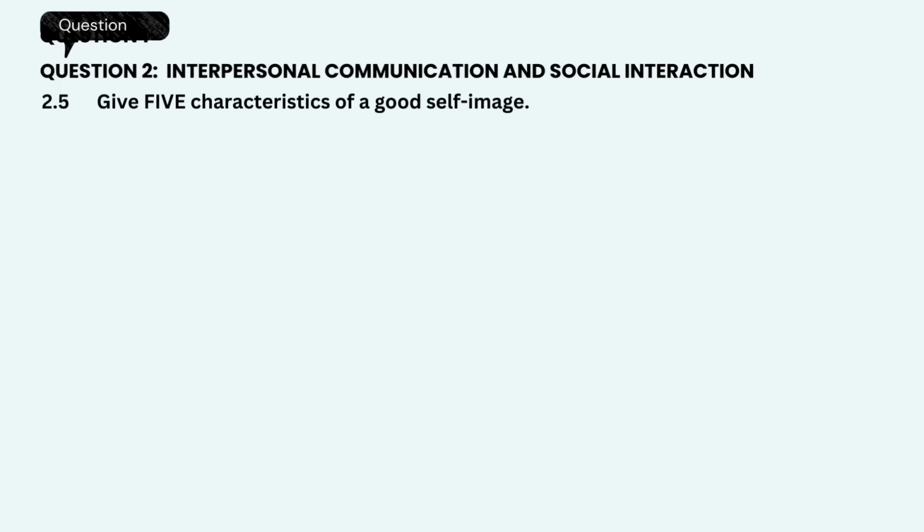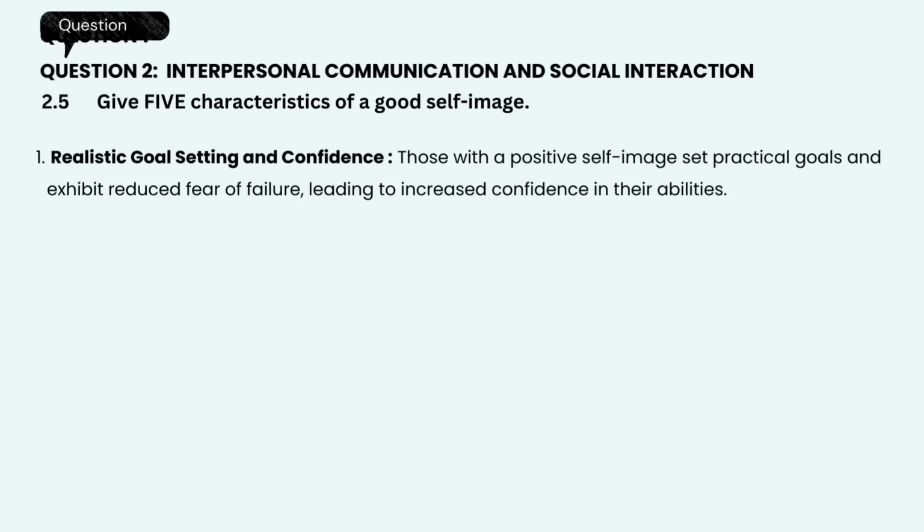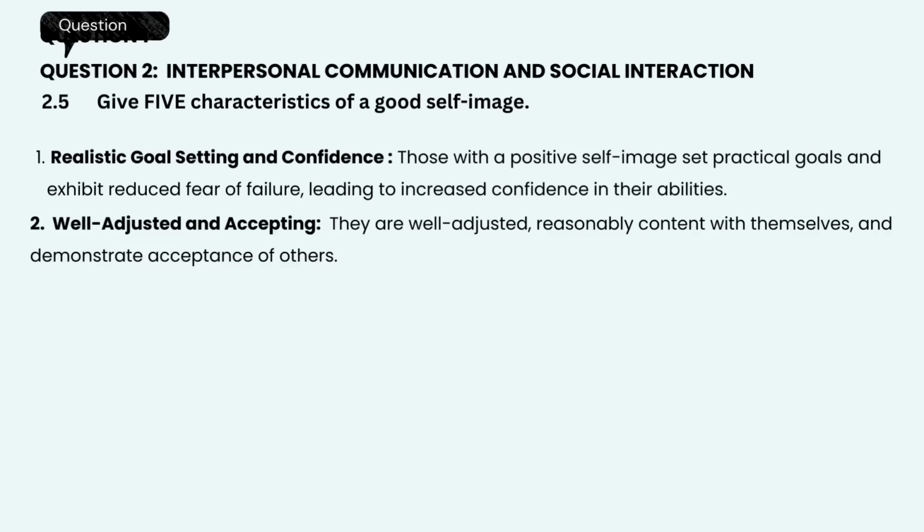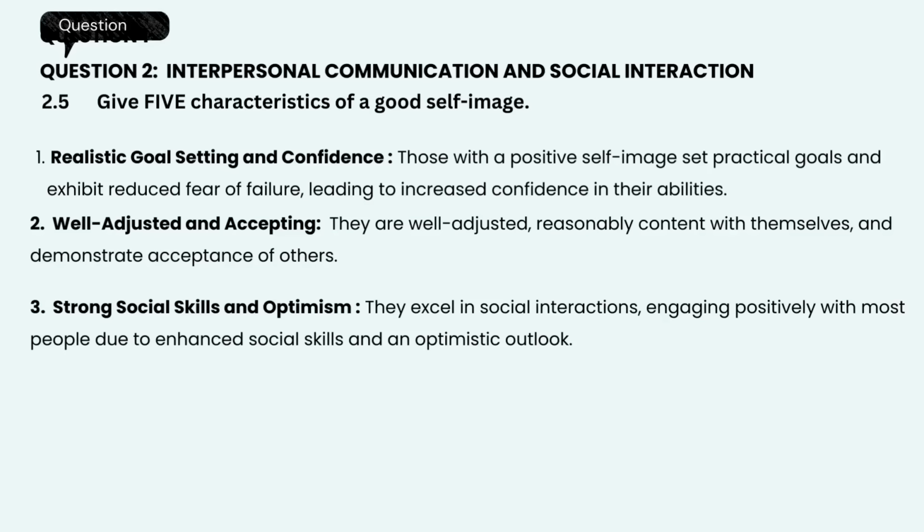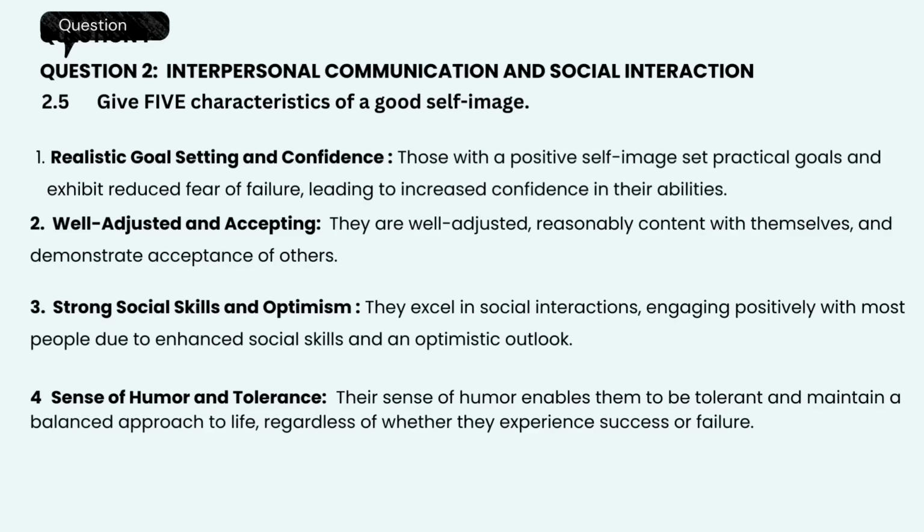Question. Give 5 characteristics of a good self-image. People with good self-image exhibit the following characteristics. 1. Those with a positive self-image set practical goals and exhibit reduced fear of failure, leading to increased confidence in their abilities. 2. They are well-adjusted, reasonably content with themselves, and demonstrate acceptance of others. 3. They excel in social interactions, engaging positively with most people due to enhanced social skills and an optimistic outlook. 4. Their sense of humor enables them to be tolerant and maintain a balanced approach to life, regardless of whether they experience success or failure.